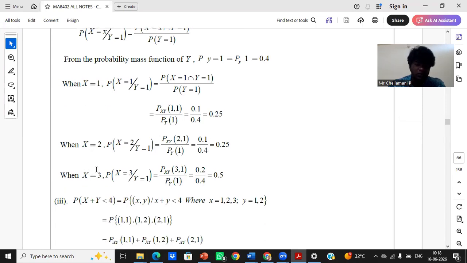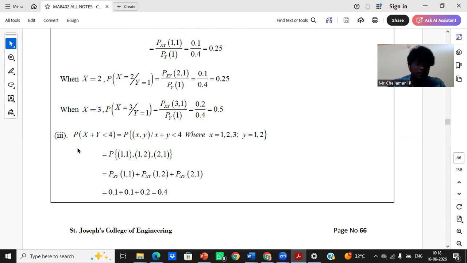Similarly, x is equal to 3. Therefore P of 3 comma 1 value is 0.2, P of 1 value is 0.4. This value is taken from the above table. So we simplify 0.2 by 0.4, and we get the value of 0.5.